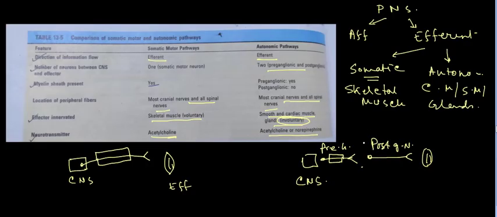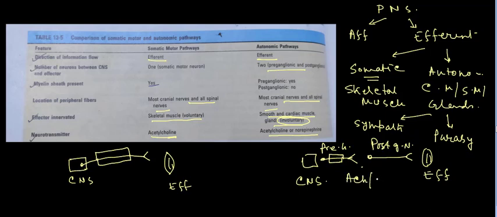Okay, now we will go through the divisions between the sympathetic and the parasympathetic nervous system. So the autonomic nervous system can be divided into two parts. One is the sympathetic and another is parasympathetic. Okay, so in the autonomic nervous system there are two neurons between the central nervous system and the effector, one is the preganglionic neuron and another is the postganglionic neuron, and the preganglionic neuron is myelinated and the postganglionic neuron is not myelinated.